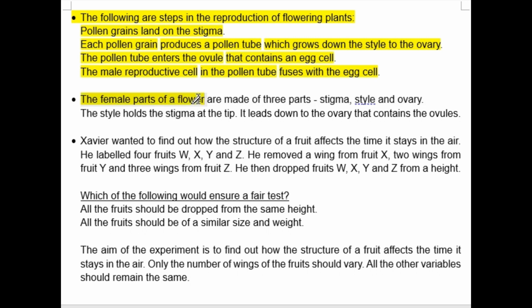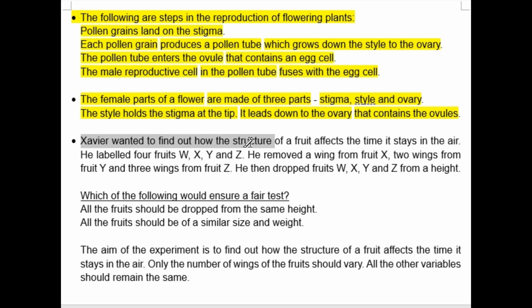The female parts of a flower are made of 3 parts: stigma, style, and ovary. The style holds the stigma at the tip. It leads down to the ovary that contains the ovules.